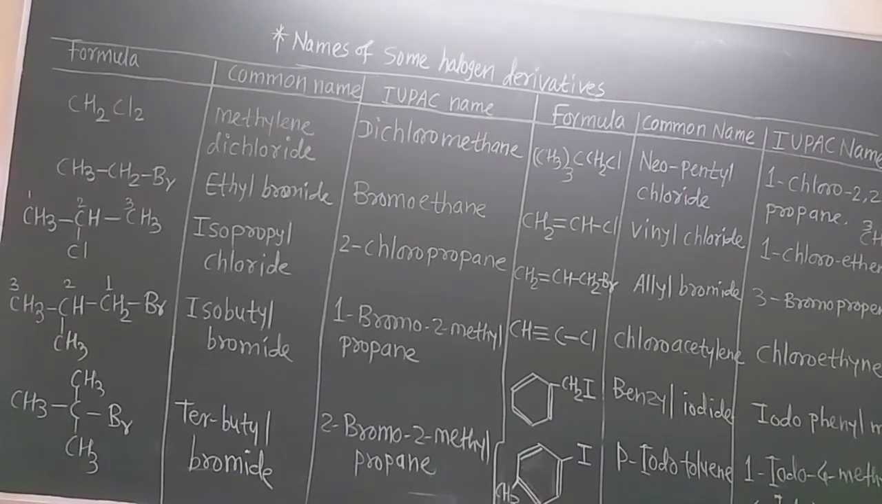Now students, you must give the nomenclature to the halogen derivative. The common names are according to the classification, as we classify allylic halide, benzylic halide, vinylic halide. But the IUPAC name is the most important. Now let us learn how the IUPAC name is given to a halogen derivative.